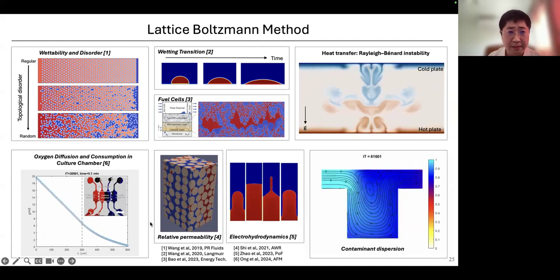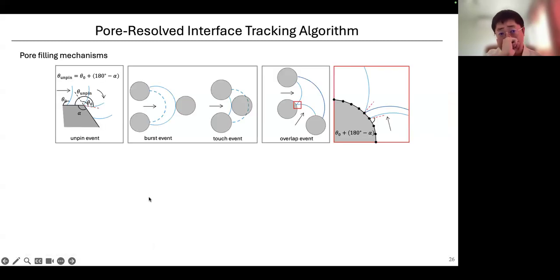So a focus of my past study was to develop a pore-resolved interface tracking algorithm. Basically, in porous media flow, we know that normally the Reynolds number is not high. There's no turbulence. So instead of solving the Navier-Stokes equation, we can just look at what is really happening at the pore scale, how the interface moves. I won't go into too much detail, but there are different events representing how the interface touches the next particle, splits into two interfaces, or multiple interfaces merge together.